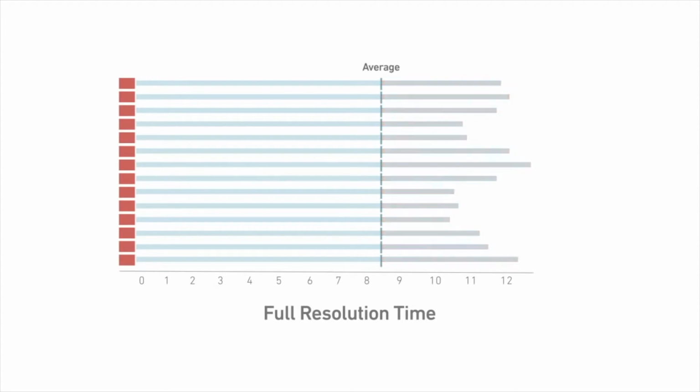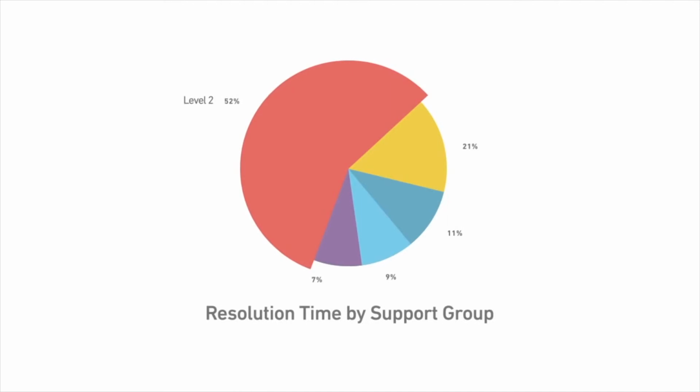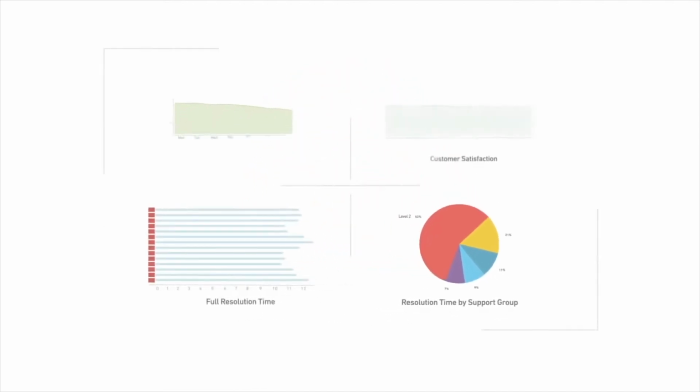They're much slower. To figure out where the slowdown is happening, let's break the resolution times down by support group. And we see that these tickets are getting hung up in level 2. Okay, so now that we've gotten to the bottom of this issue, we need to actually do something about it.